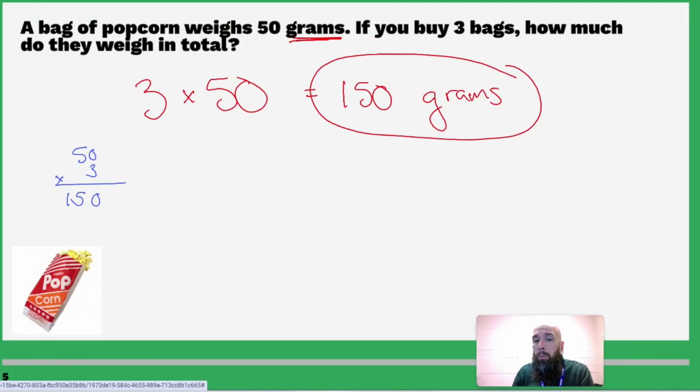But we read the problem, we identified the numbers and the operations. We chose the correct operation by multiplying. We solved it, and then we checked our work by saying, yeah, 3 times 50 is 150, 50 and 50 and 50 is 150. That seems to make sense to me.